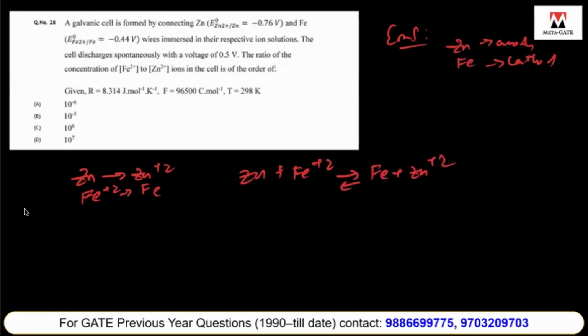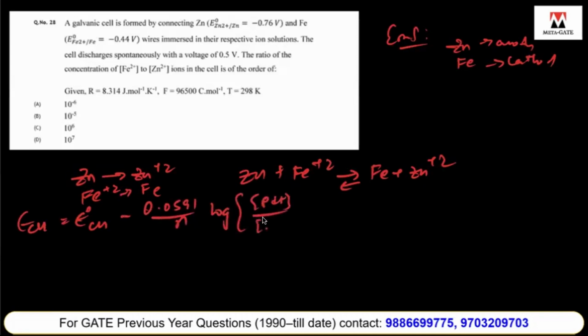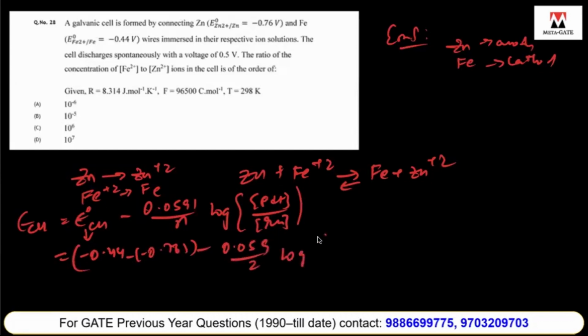Now, according to the Nernst equation, E of a cell equals E naught cell minus 0.059 by n log of product concentration by reactant concentration. E naught of cell is E cathode minus E anode. E cathode is minus 0.44 minus of minus 0.76 for E anode, minus 0.059 by 2 into log of Zn plus 2 by Fe plus 2.